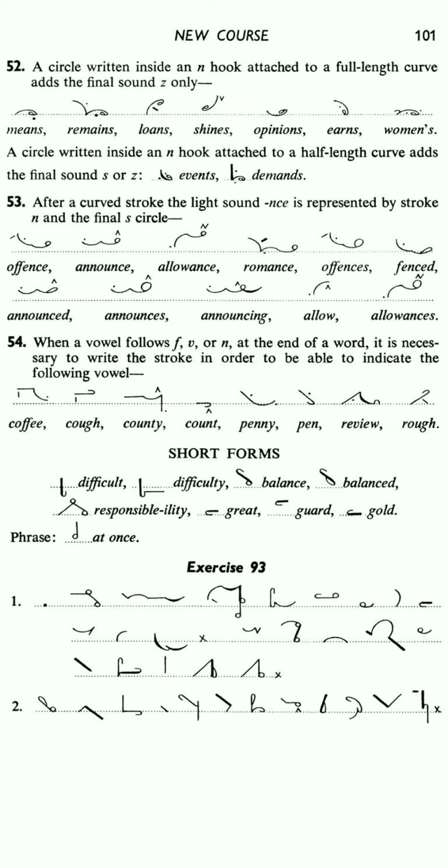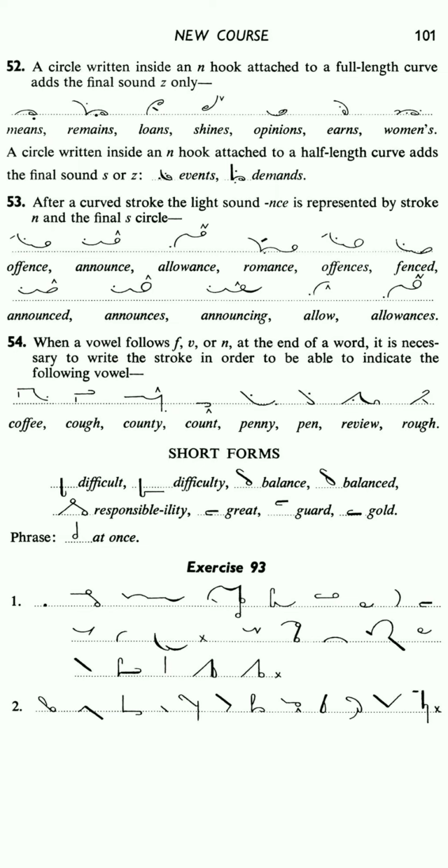A circle written inside an N hook attached to a half length curve adds the final sound S or Z. अगर कर्व स्ट्रोक हाफ भी होएगा तब भी एन हुक बनेगा और उसके अंदर ही एस सर्कल इंक्लूड होगा एज इन इवेंट्स. V half here with N hook with S circle within, heavy dot on the second place of V before it, light dot on the second place of V after it.